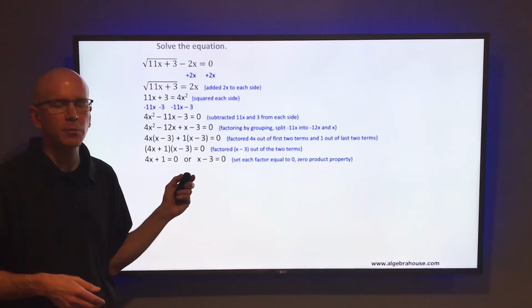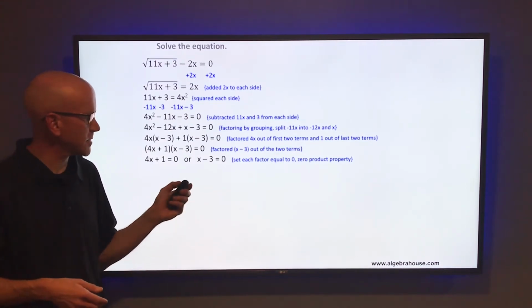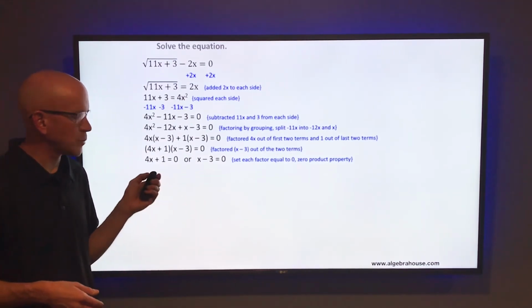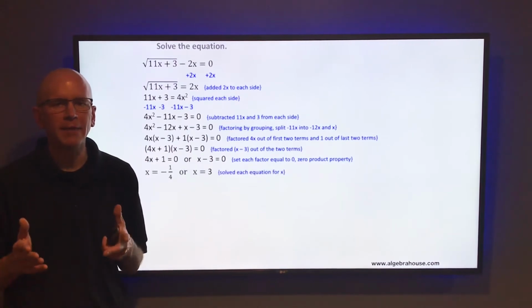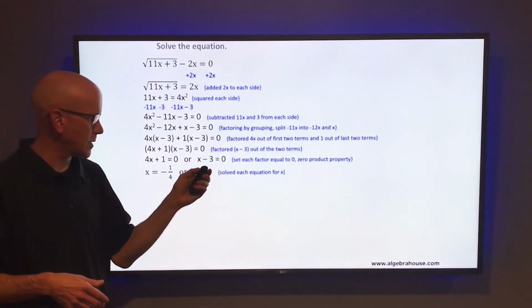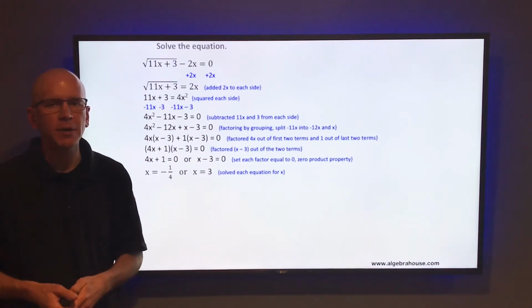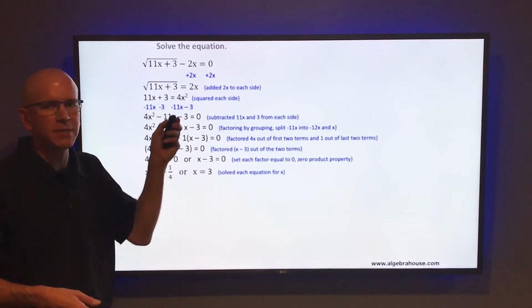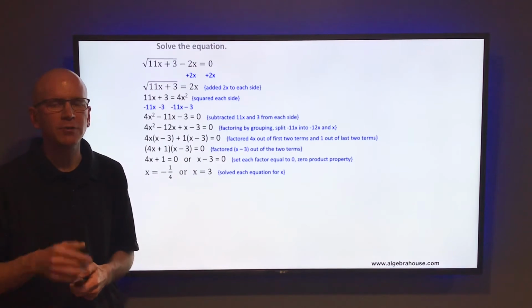Set 4x plus 1 equal to 0, and also x minus 3 equal to 0. Solve each one of those. In that first one, subtract 1 and divide by 4. Get x equals negative 1/4. In the second equation, add 3 to both sides. Get x equals 3. But we did square both sides as we worked through this, so you want to check for extraneous solutions.